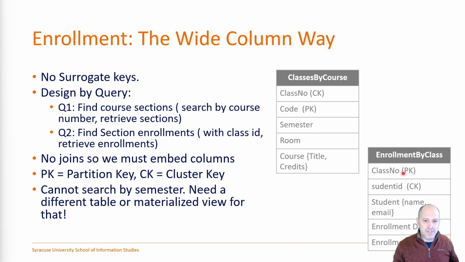And so I have my partition key and my cluster key, right? So I'm putting a class on each node, but I'm putting all the students together on that same node. And that makes sense, right? Because you're going to say, here's a class, here's the enrollment, right? And I can read all that easily off that one node.